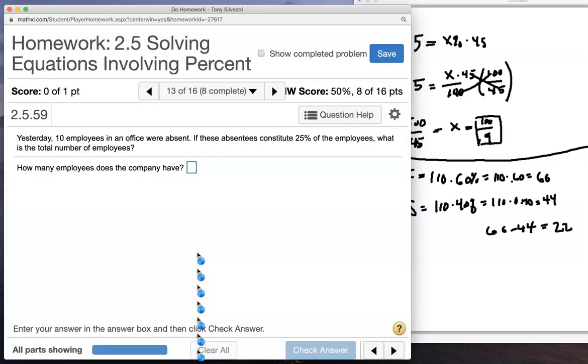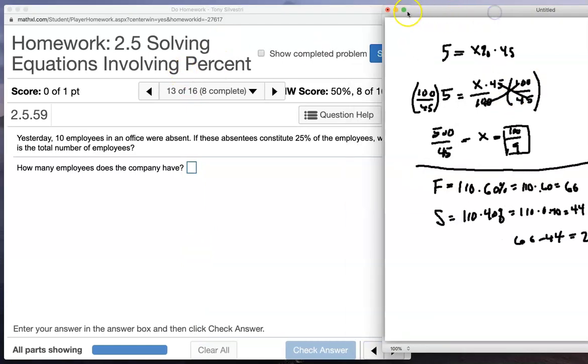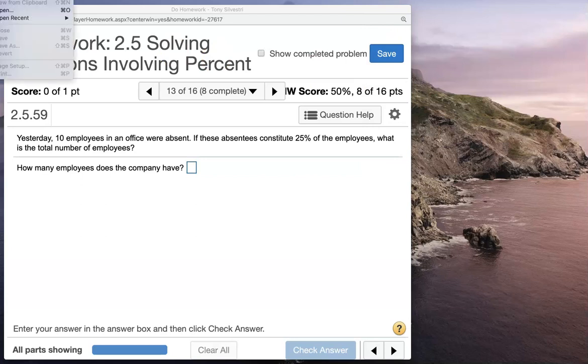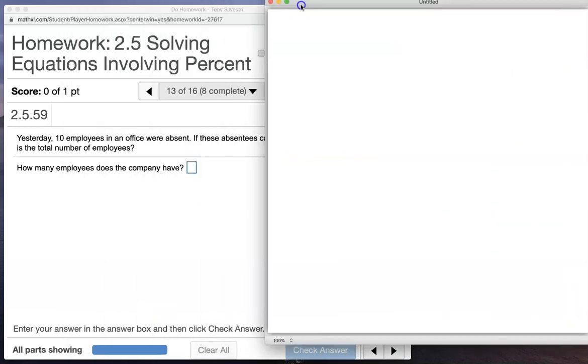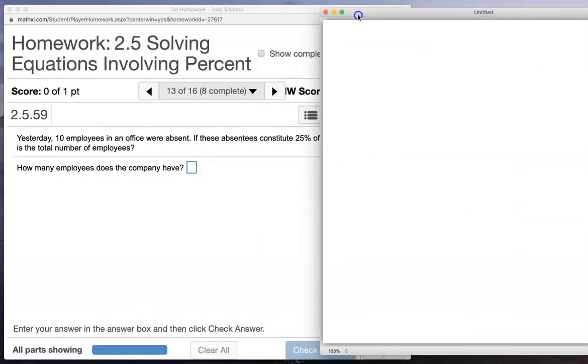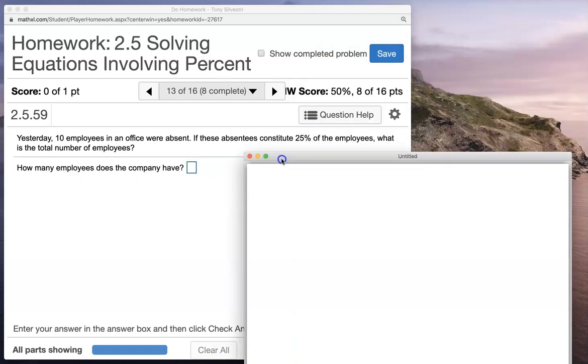Great job. Now let's see. Yesterday, 10 employees in the office were absent. If these absences constitute 25% of the employees, what's the total number of employees? Okay, this is what we can do, but I think I might do this on a separate sheet of paper. Virtual paper, file, new. Okay. So what I'm going to say is this. I've got to read the whole thing. Okay. 10 employees.